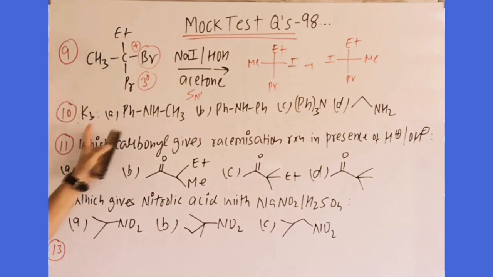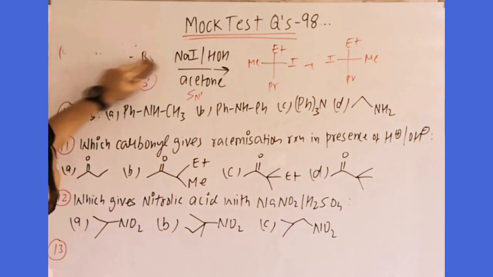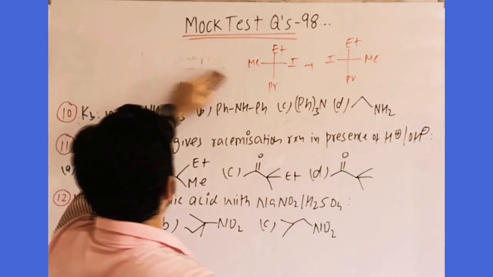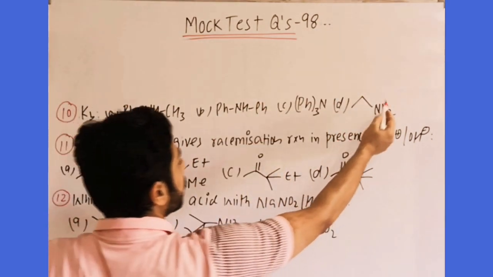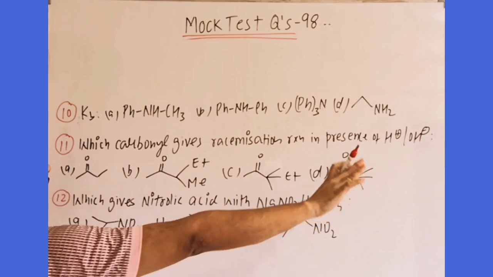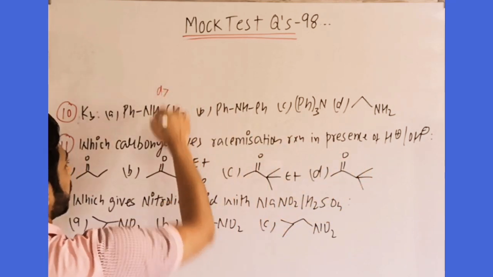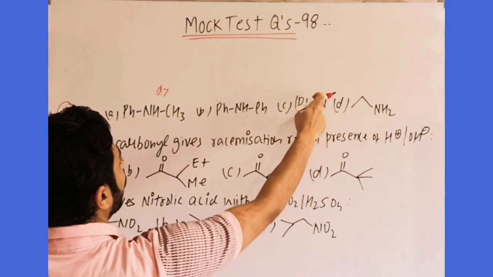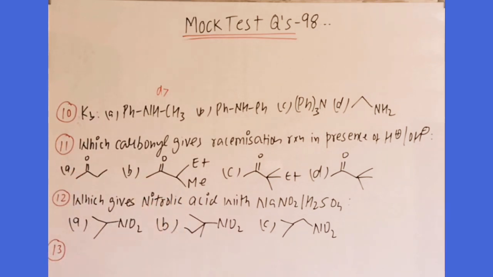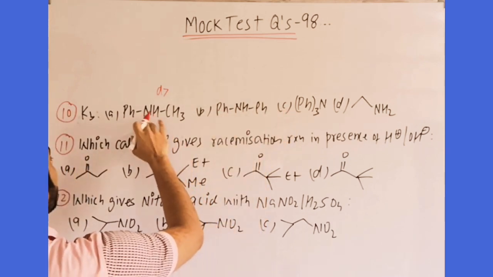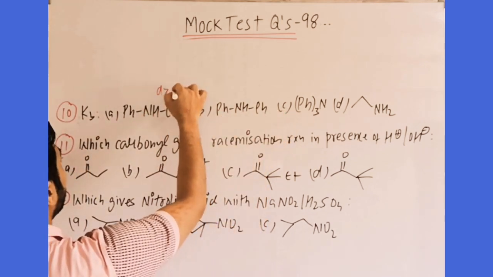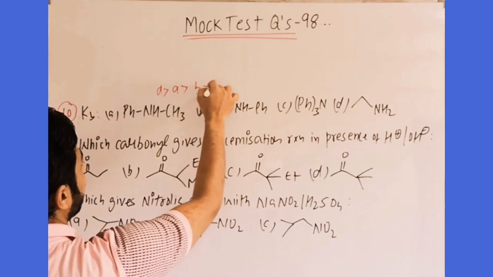Question number 10 is KB order. Now the order is on the basis of lone pair delocalization. We can easily answer that here this is an sp3 nitrogen, nitrogen not in delocalization, so D is maximum. Here the nitrogen lone pair is delocalized in 3 rings, that's why it is least. Here the nitrogen lone pair is in 2 rings, it is better as compared to C, and here in 1 ring. So after D, A is more basic, then B, and then C.